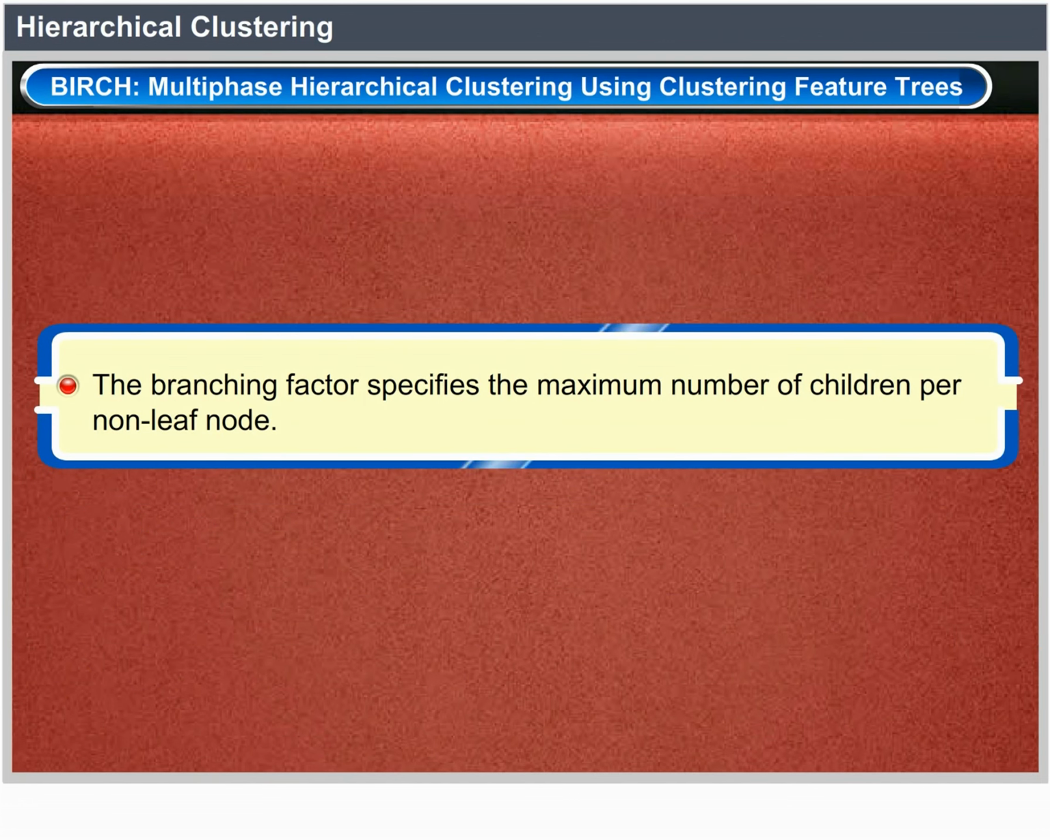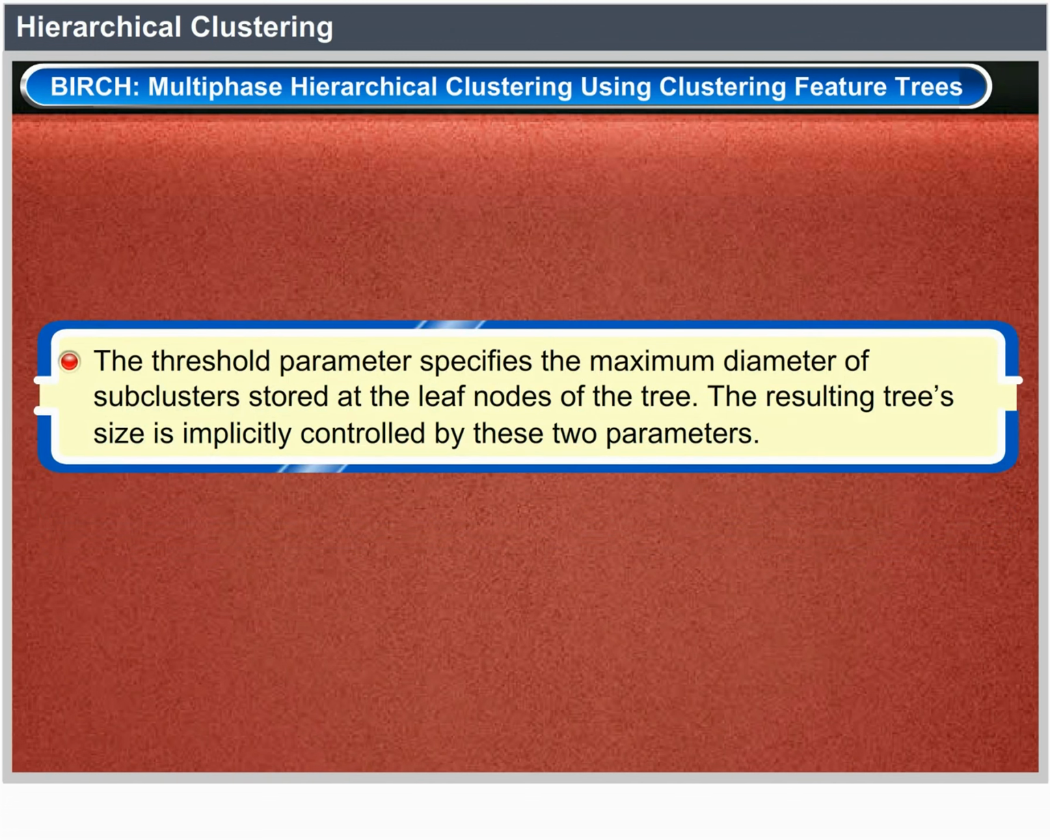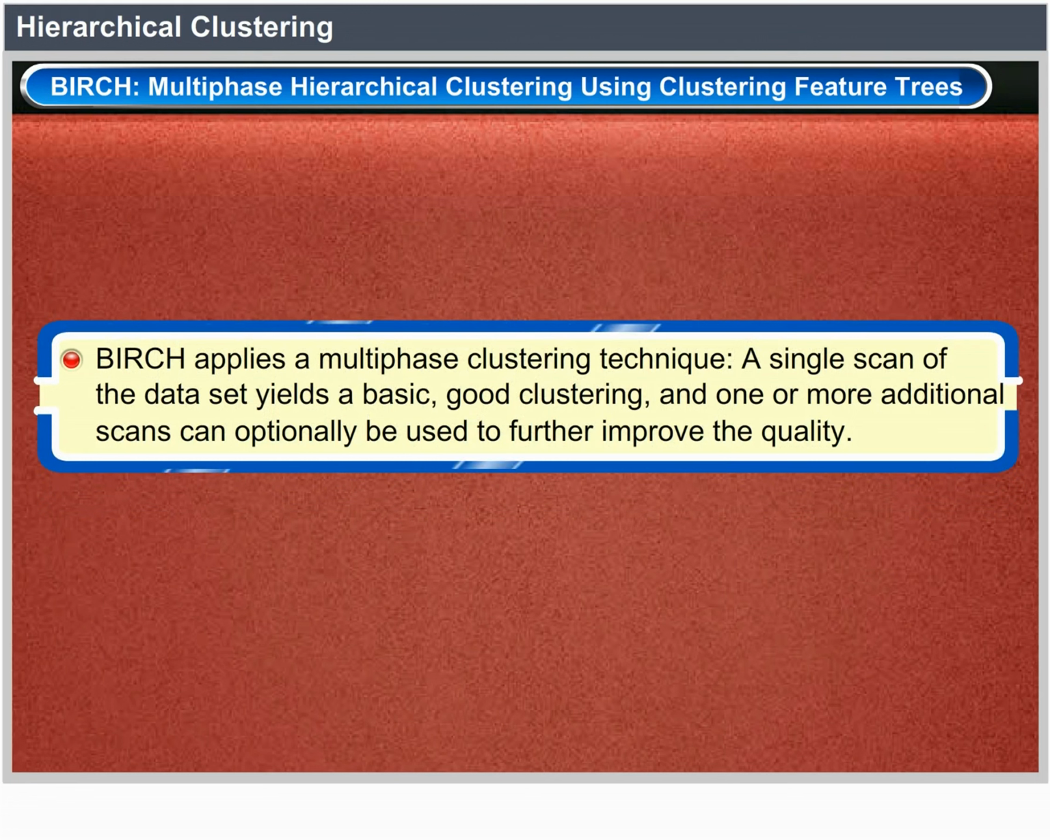The threshold parameter specifies the maximum diameter of subclusters stored at the leaf nodes of the tree. These two parameters implicitly control the resulting tree size. BIRCH applies a multi-phase clustering technique. A single scan of the data set yields a basic, good clustering, and one or more additional scans can optionally be used to further improve the quality.